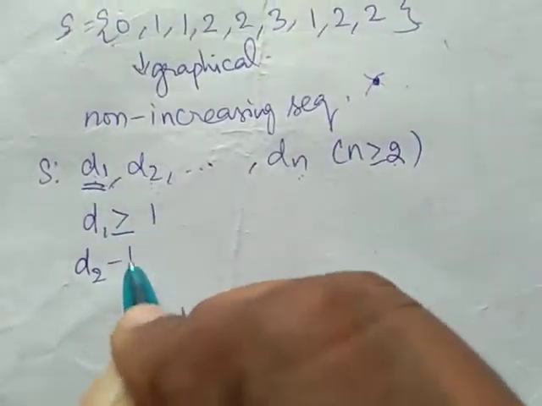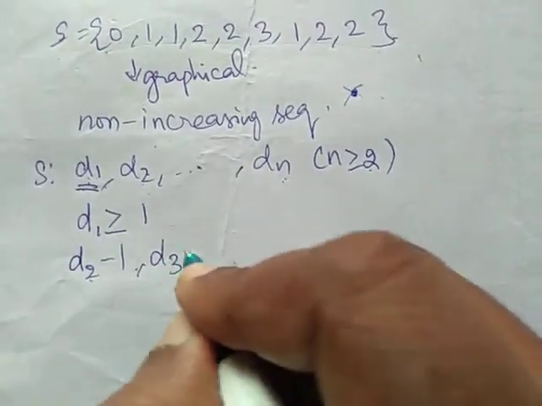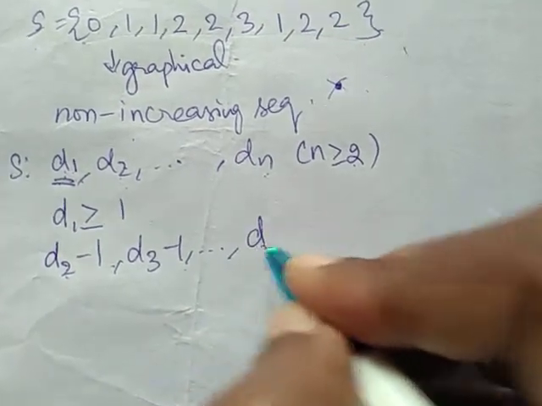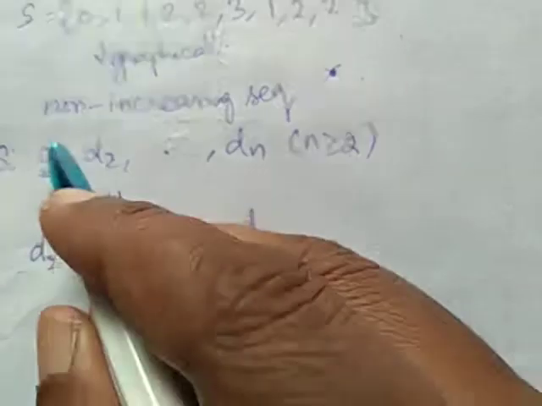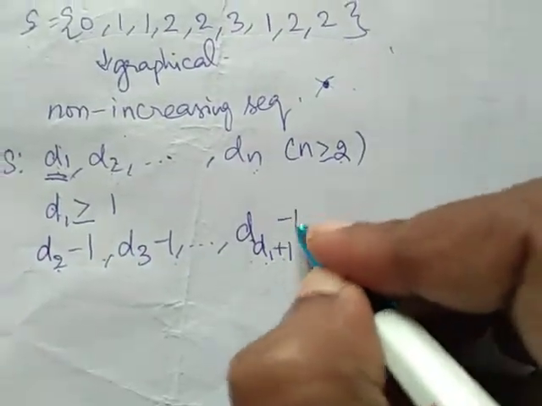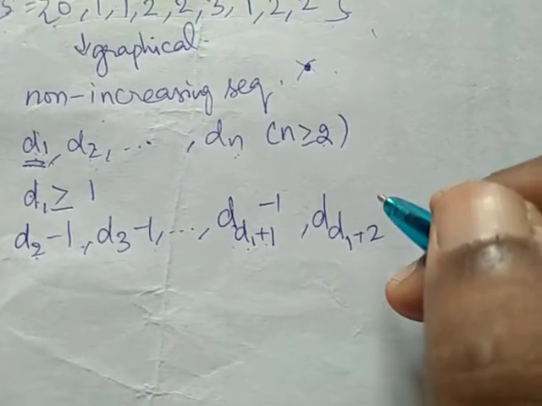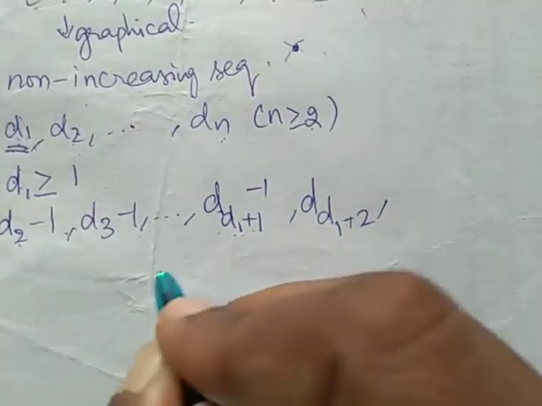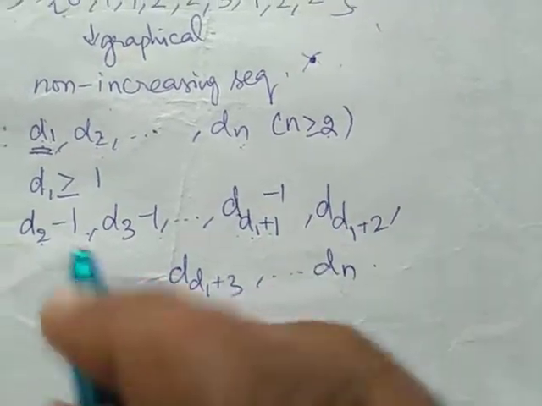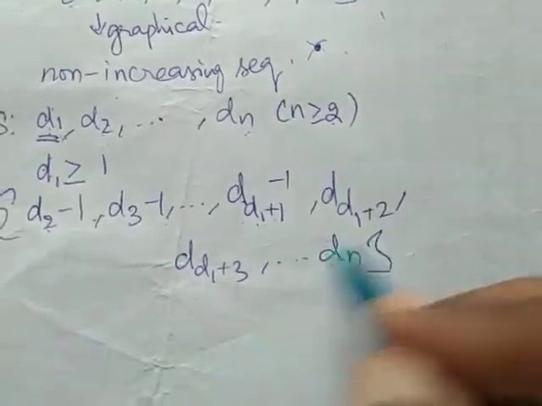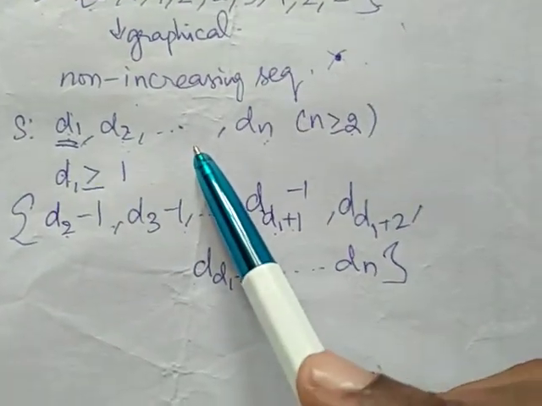d2 minus 1. We started from the second degree. d2 minus 1, d3 minus 1, etc. up to d of d1 plus 1 minus 1, d of d1 plus 2. From here we are not going to decrease. d of d1 plus 3, etc. dn. If this sequence is graphical, then the original sequence is also graphical.